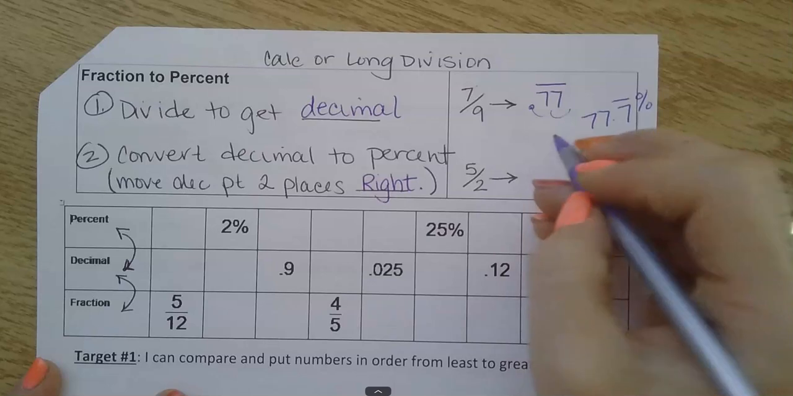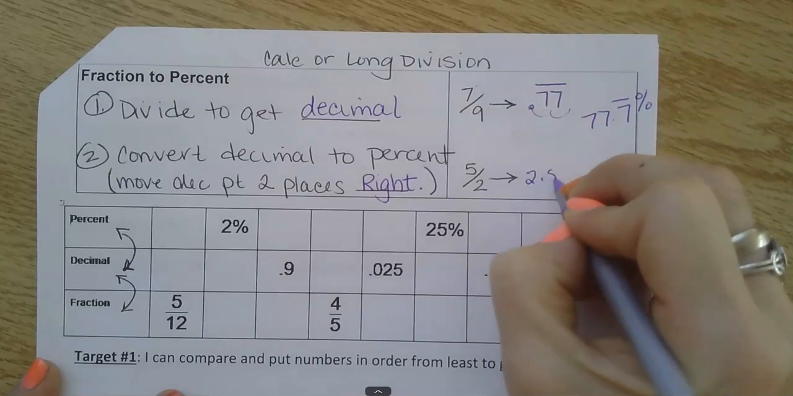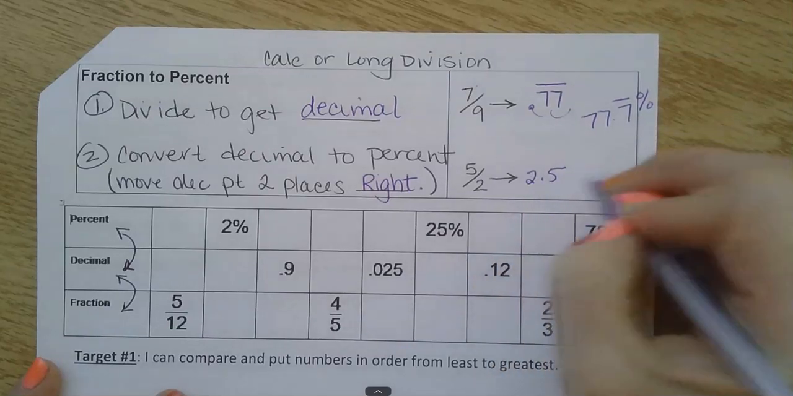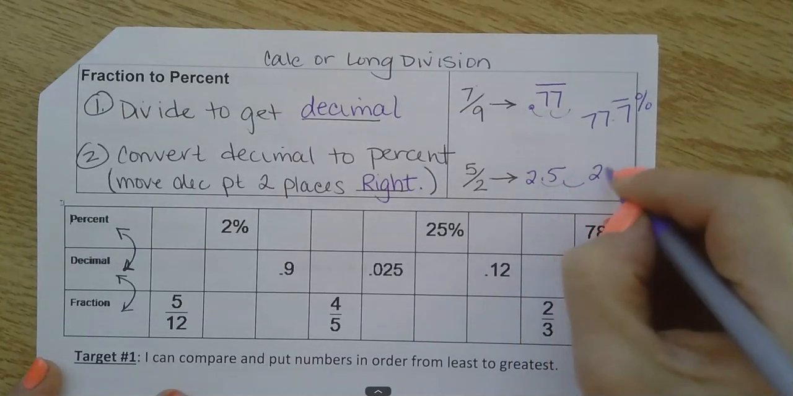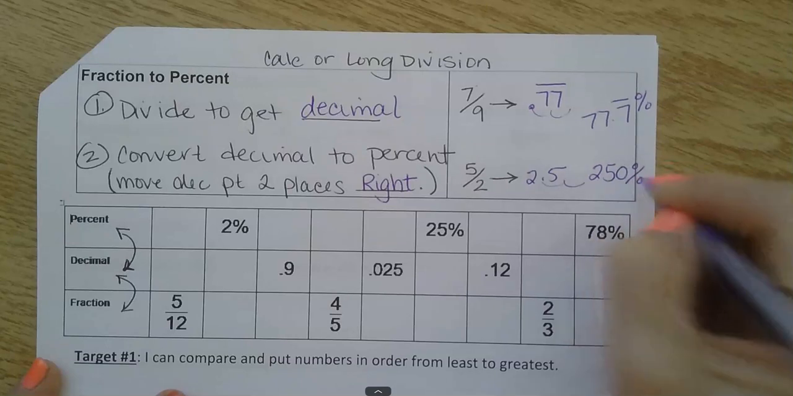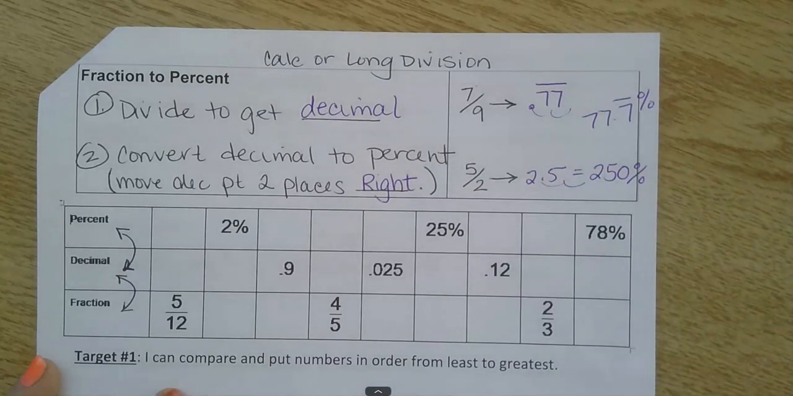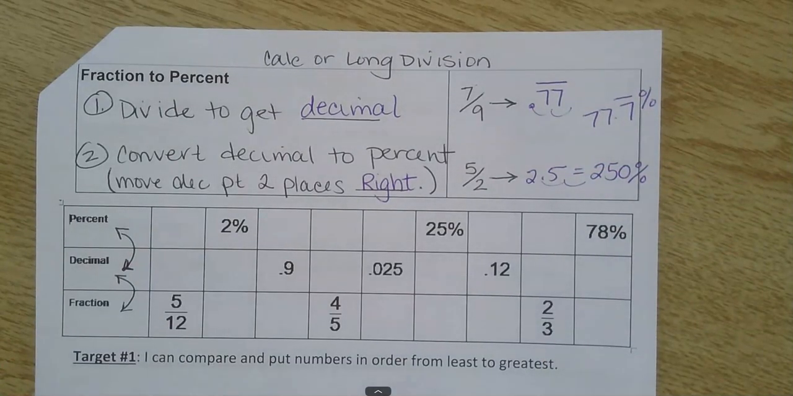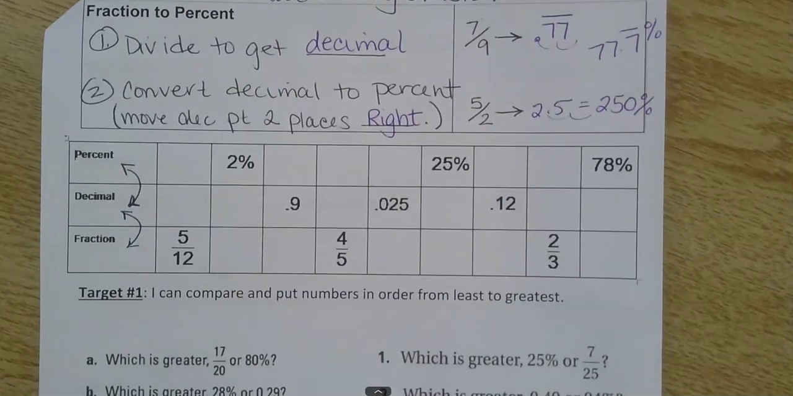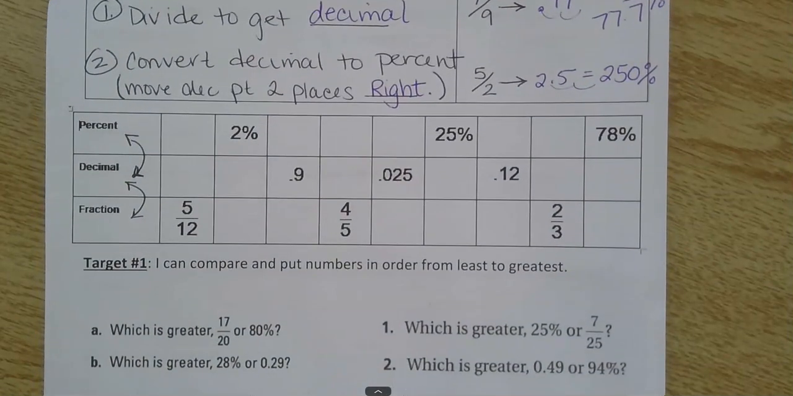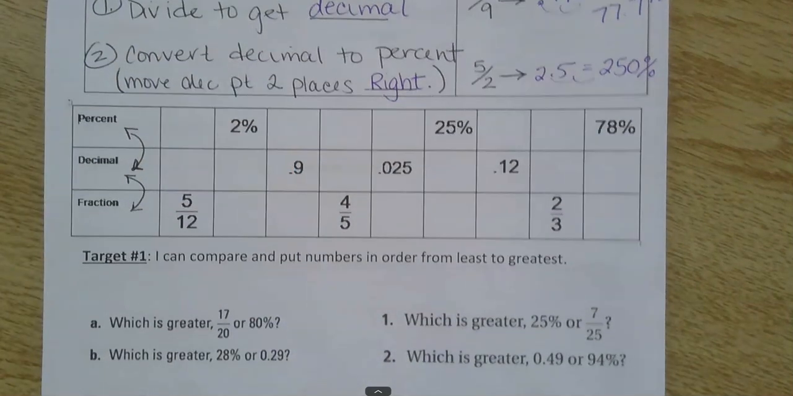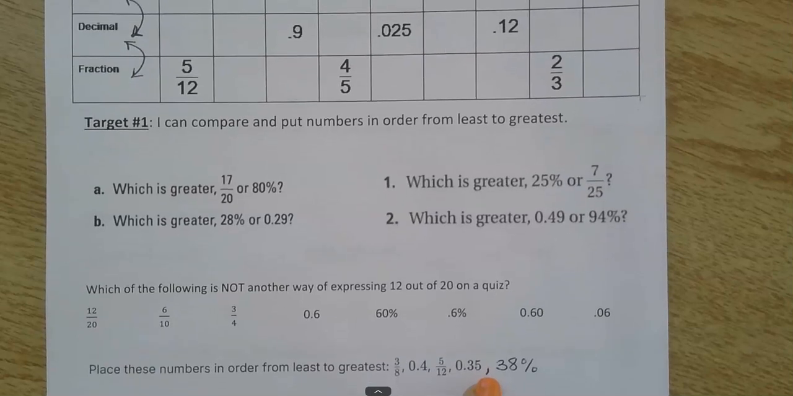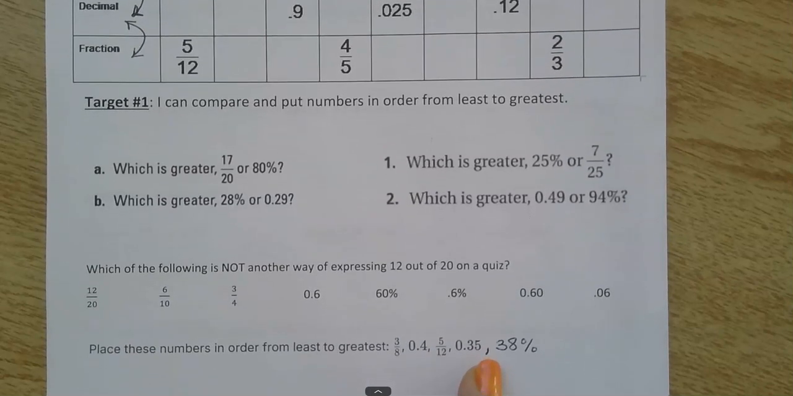Okay, 5 divided by 2 is 2.5 on my calculator. Turn that into a percent, move it over 2 places, 250 with a percent sign. Okay? So you have a chart here that you're going to see some more of in your practice, but just converting back and forth between fractions, decimals, and percents. I want to skip over that for now.